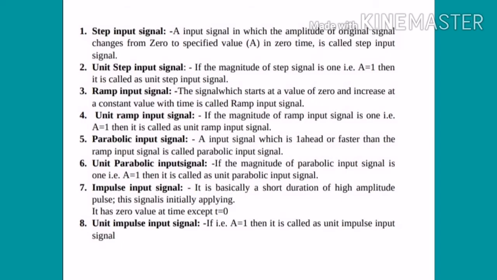Then next is unit impulse input signal. If the amplitude is 1, then it is called unit impulse. The impulse input signal can have amplitude varying from 0 to any value, but if the amplitude is specifically 1, then it is called unit impulse input signal. Now what we will do? We will revise each and every signal again with their mathematical expression, Laplace transform and time domain equation.